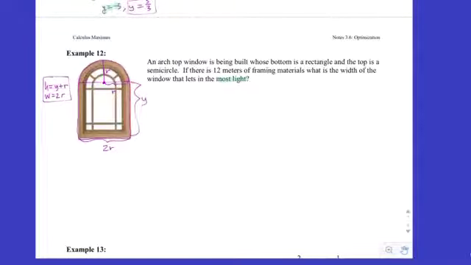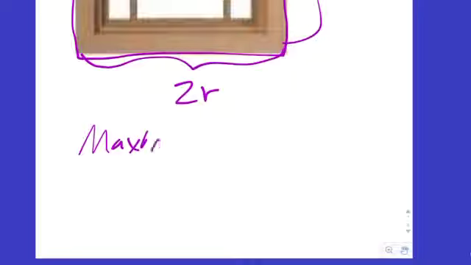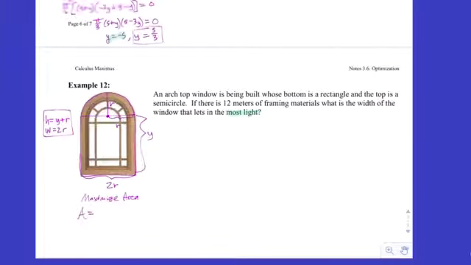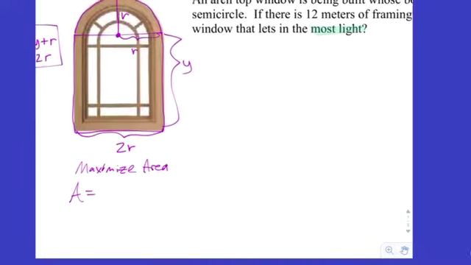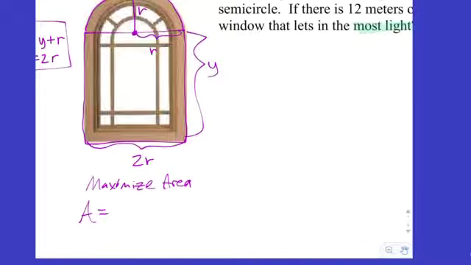All right, so the first thing we do once we've labeled it is we write an equation, using our variables, for the quantity we're trying to maximize. We're trying to maximize the area. So I'll use A for area. It's going to be made up of 2 parts, the rectangular base and the semicircular top piece. And we'll add them together. So what's the area of the rectangular base? y times 2r, or 2ry, plus the area of a semicircle, which is the area of a circle divided by 2. The area of a circle is pi r squared, so half of that would be pi halves r squared.